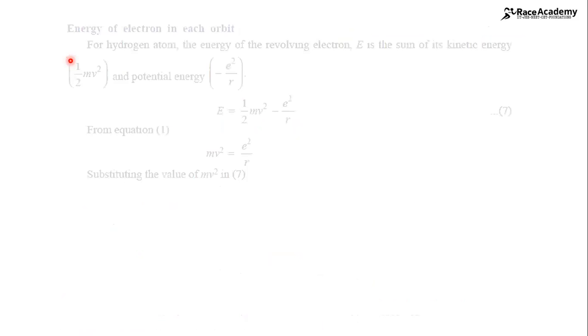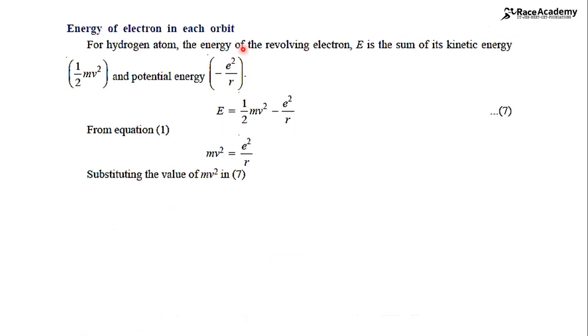Now we'll see how the energy of the electron in an orbit can be calculated. For a hydrogen atom, the energy E of the revolving electron is the sum of the kinetic energy, half mv square, and the potential energy, minus e square by r. We already have the formula that e square by r is mv square, which we deduced in this expression. So if that is substituted, then the energy expression becomes 1 by 2 mv square minus e square by r.